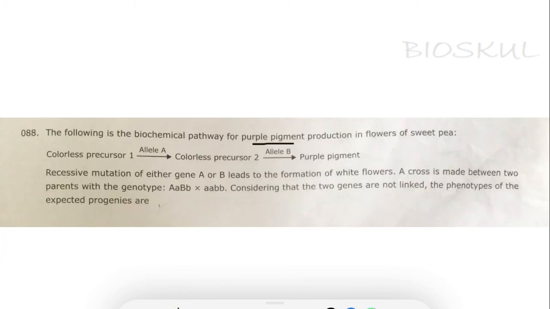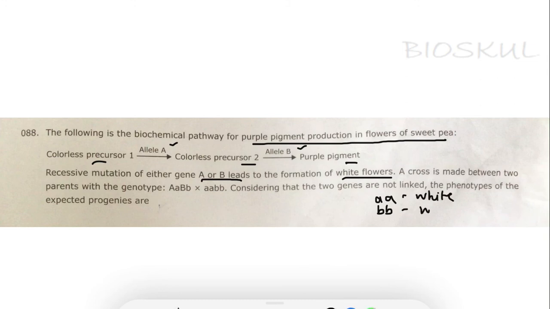Following is the biochemical pathway for purple pigment production in flowers of sweet pea. Colorless precursor 1, then allele A converts the colorless precursor 1 to colorless precursor 2. Then colorless precursor 2 is converted into purple pigment by allele B. Recessive mutation of either gene A or B leads to white flowers. So if A is mutated or B is mutated, then that will lead to white color flowers.